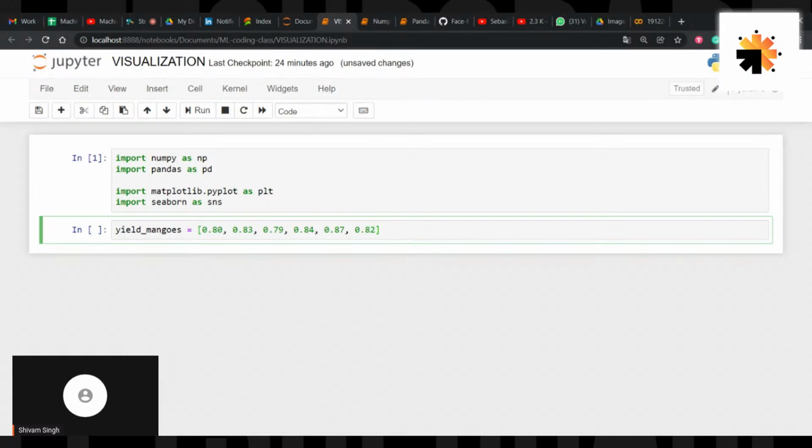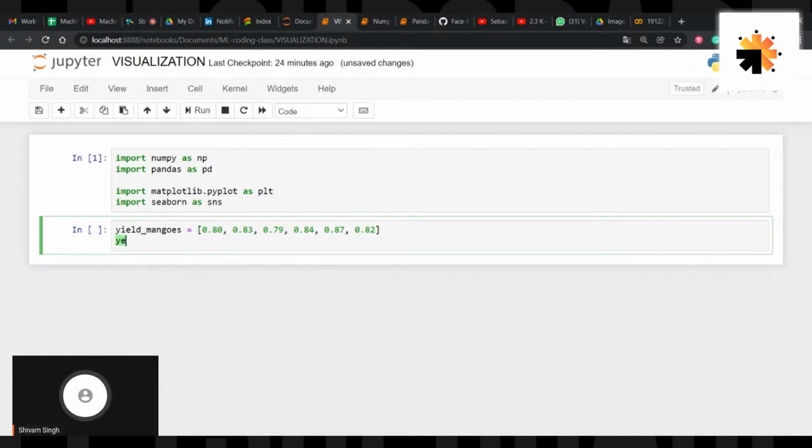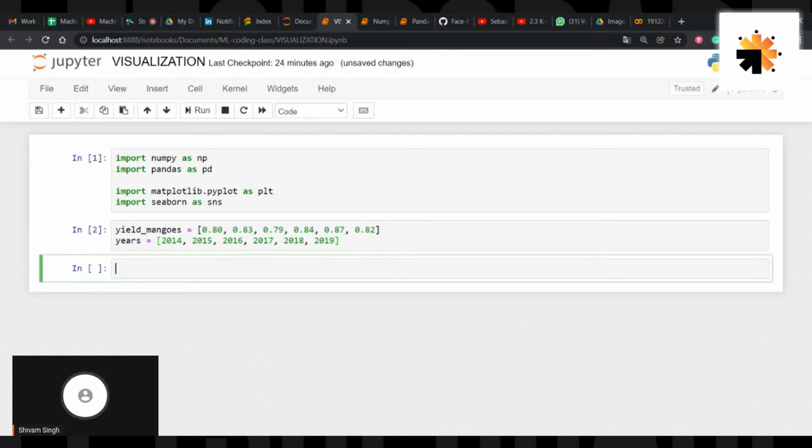Okay, and it's fine. Then I can write years on one axis. So I can start with 2014, then 2015, 2016, 2017, 2018, and then 2019. So 1, 2, 3, 4, 5, and 6, so six years are there. So this is the yield per hectare, according to the years.